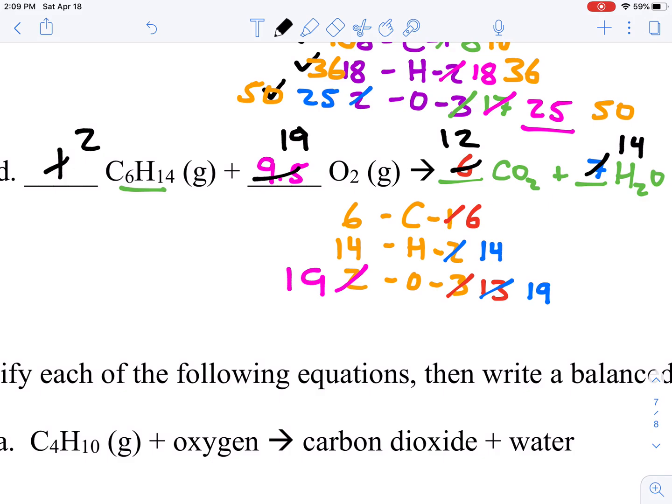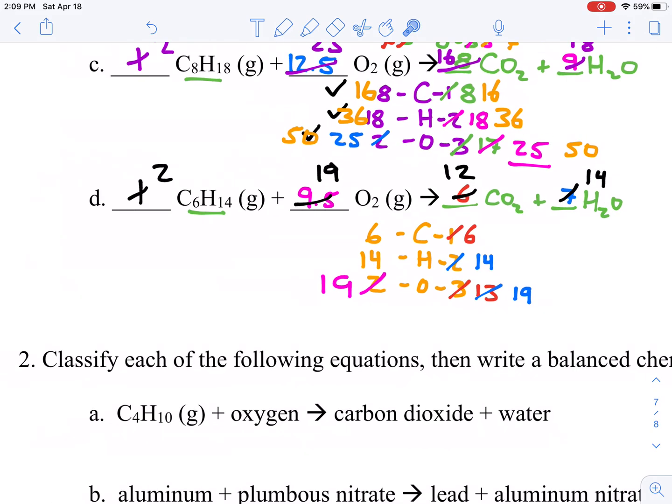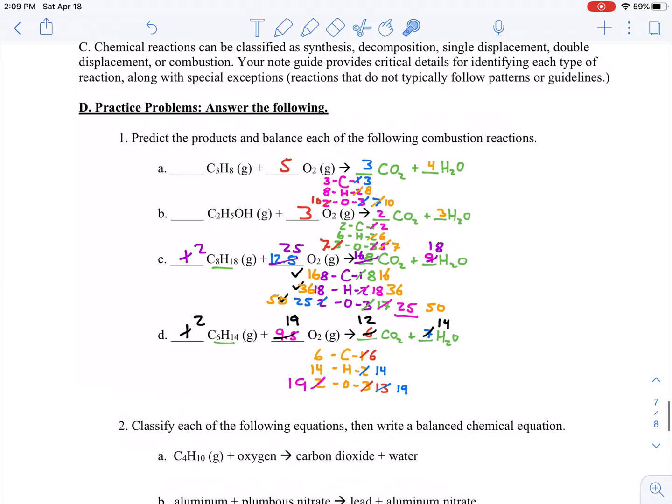So again, you can get much more practice with that if you so desire, but that's our nice little trick for combustion reactions: if you can't get everything to balance, try using a decimal with the oxygen, try using half, and then double everything.